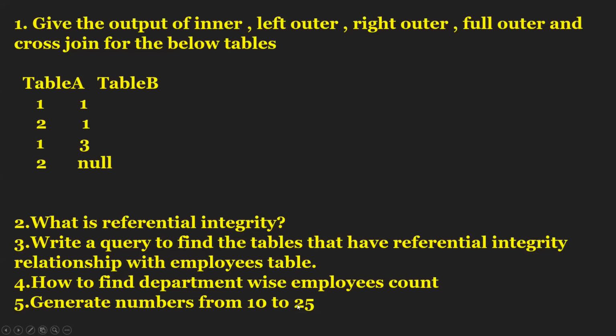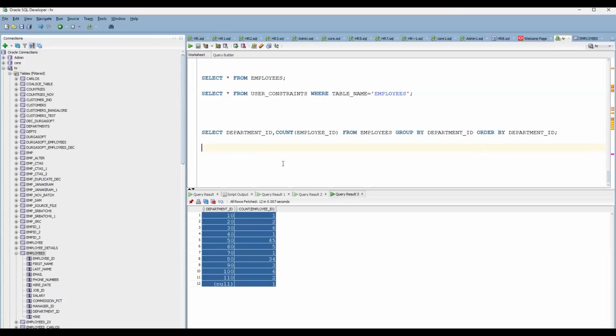Now, generate numbers from 10 to 25. In Oracle, there is a LEVEL pseudo column. It is a pseudo column which is going to generate a sequence. Using this LEVEL, we will be able to generate the sequence. So how can we do that? SELECT LEVEL FROM dual.